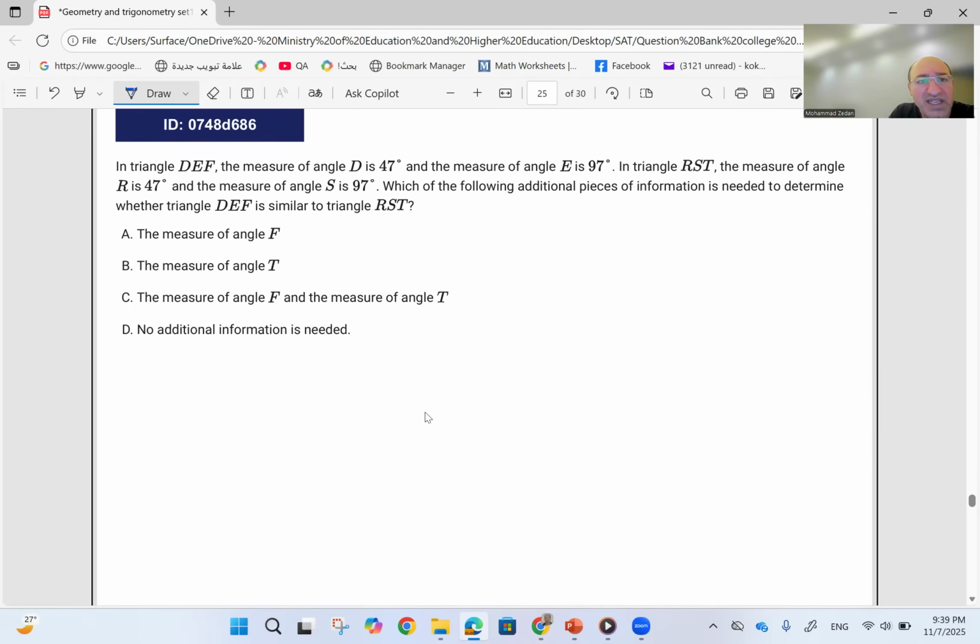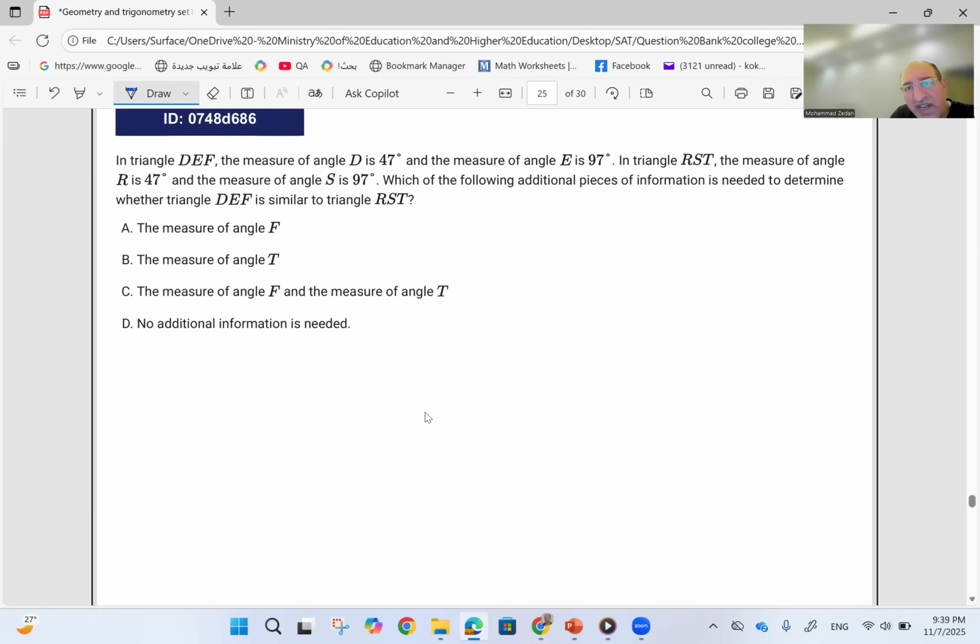25. In triangle DEF, the measure of angle D is 47 and the measure of angle E is 97. In triangle RST, the measure of angle R is 47 and the measure of angle S is 97. Which of the following additional pieces of information is needed to determine whether the triangles are similar? In the first triangle, the first two angles are 47 and 97 degrees, and in the second triangle I have the same measurements, 47 and 97 degrees. This piece of information is enough.